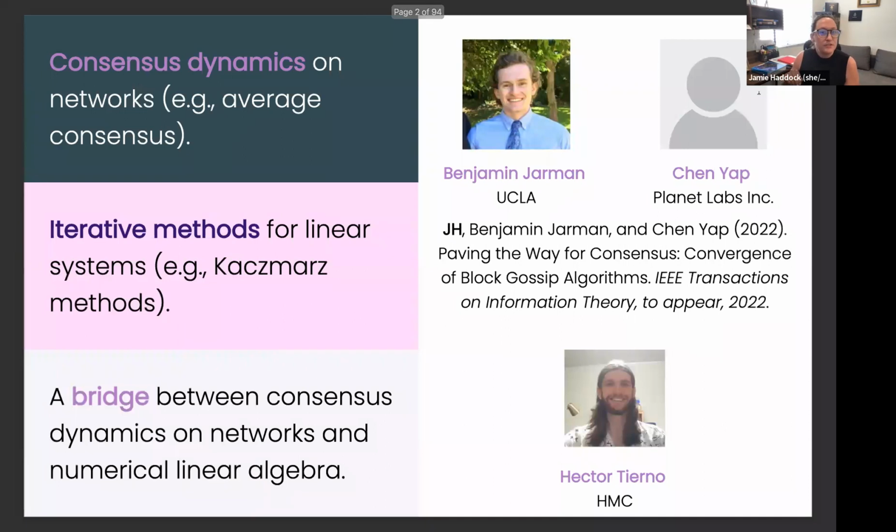All right. So first, a little bit of an outline of the talk. I'm going to largely focus on one work that's just recently been accepted to Transactions on Information Theory. This is joint work with Benjamin Jarman, who is currently a PhD candidate at UCLA, and an undergrad who's now gone on to bigger and better things, Chen Yap. And I'll allude to some work that is now ongoing with my Harvey Mudd student, Hector Tierno, and there's a couple of other people who are involved at this point.